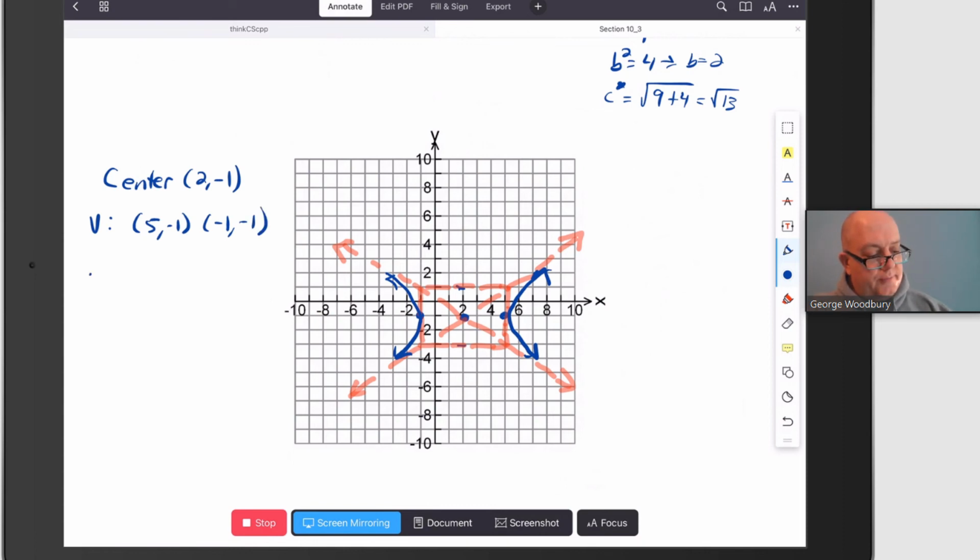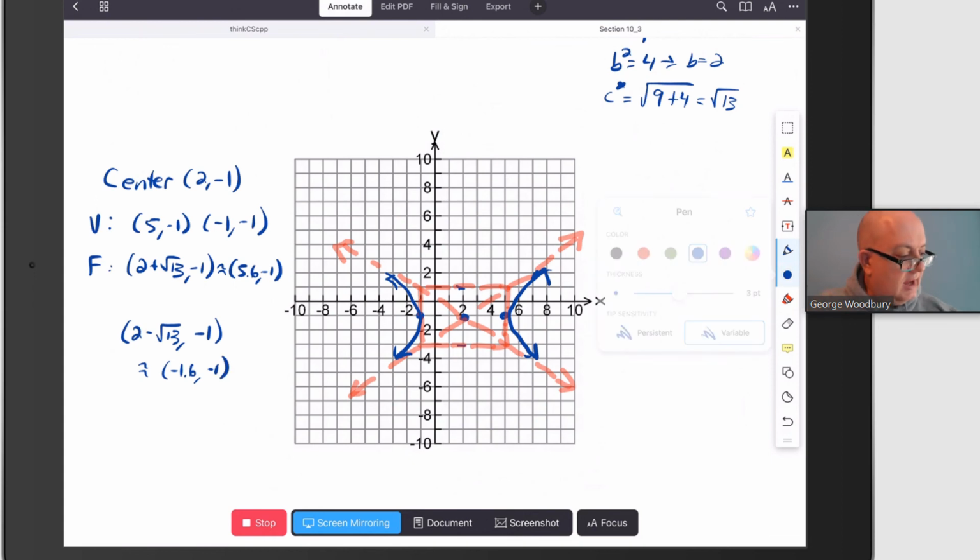For the foci, we're going to add that square root of 13 to x. 2 plus root 13, 2 minus root 13. And again, because the square root of 13 is about 3.6, this is about (5.6, -1), and this one is about (-1.6, -1). And we can add those, they would have been about there.